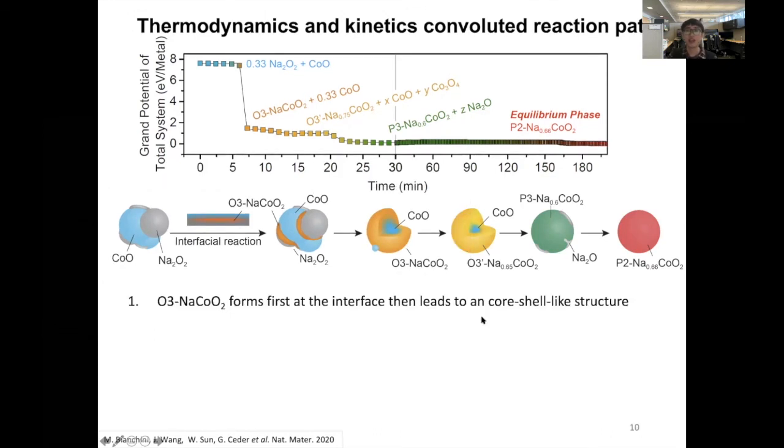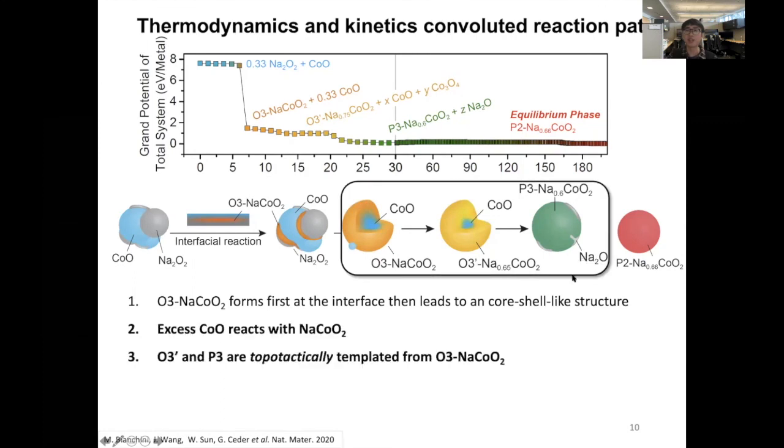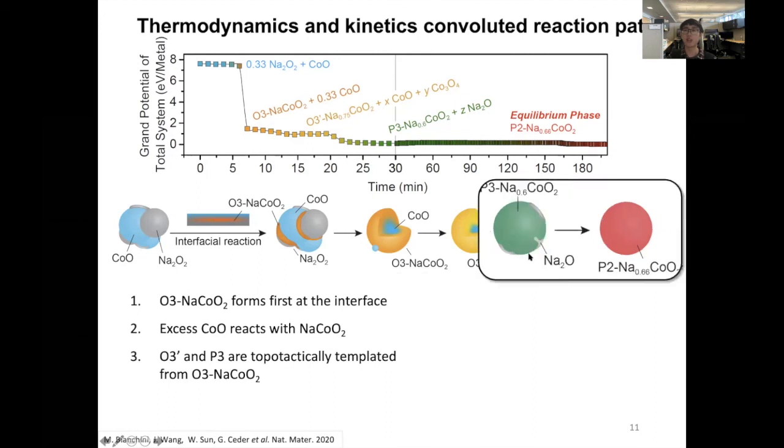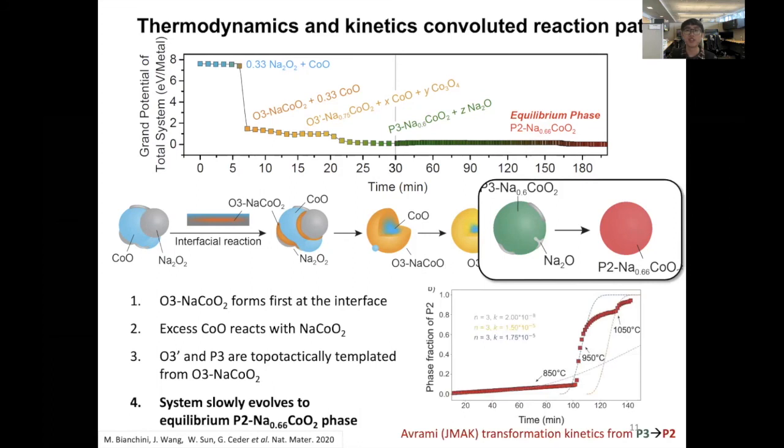Next, as there is still excess cobalt oxide remaining, it keeps reacting with the O3 shell towards the global composition, but it does not go directly to the ground state P2, because the first formed O3 phase templates the pathway towards kinetically favored O3' and P3. Finally, with high temperature to overcome the barrier between the 3-layer phases and the 2-layer phase, P2 starts to form. This transition can be explained and fitted by a nucleation growth saturation model. This S-shaped behavior further confirms that the P3 to P2 transition is indeed a metastable to stable transformation driven by crystallization kinetics.